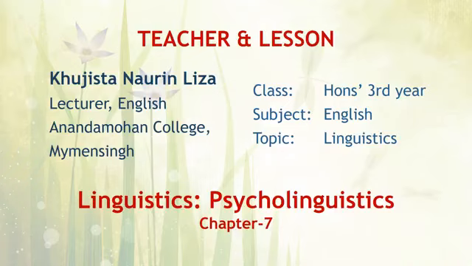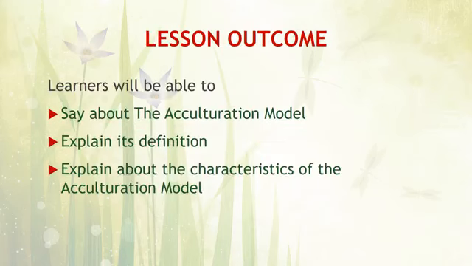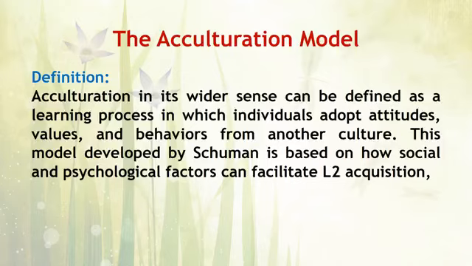Today's topic is linguistics, and I am going to teach you a part of psycholinguistics. Actually, this is from chapter 7. So, linguistics, psycholinguistics, chapter 7, and I am going to teach you the acculturation model. Learning outcome: learners will be able to explain its definition and the characteristics of the acculturation model. So, what is the acculturation model?